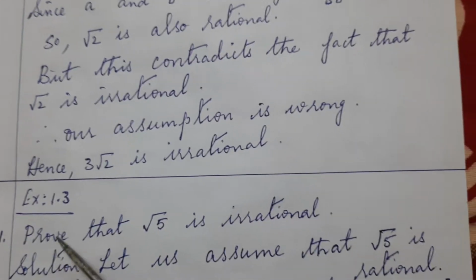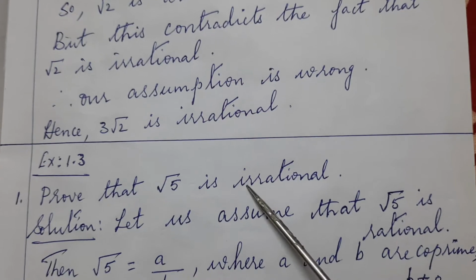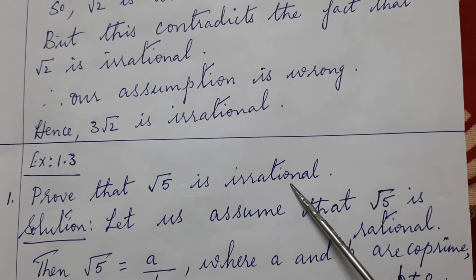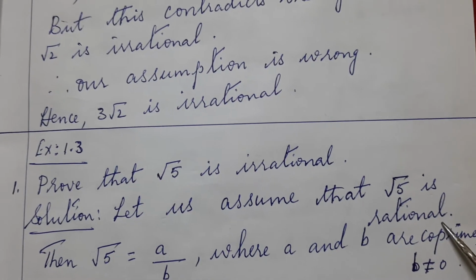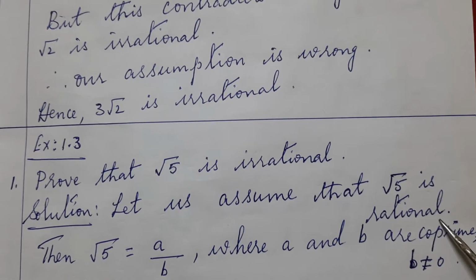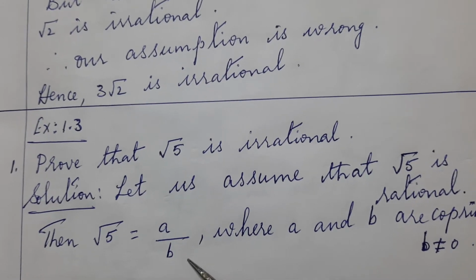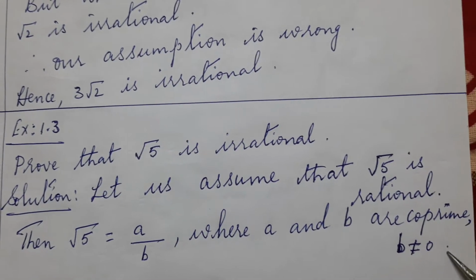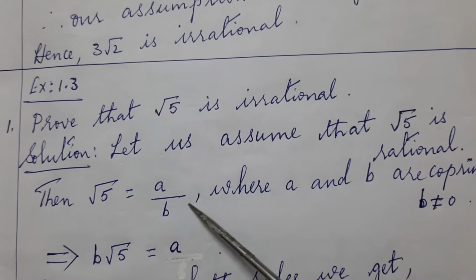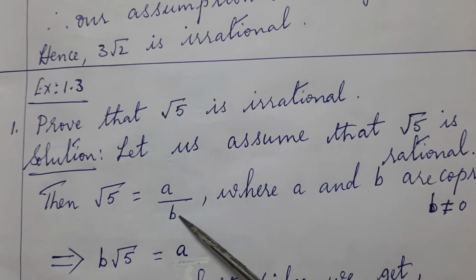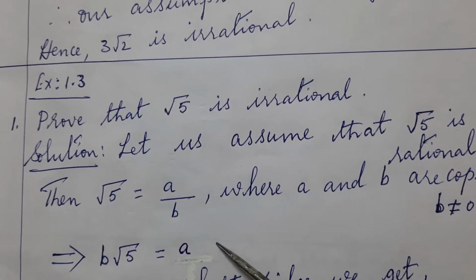The next is exercise 1.3, first problem. Prove that root 5 is irrational. In the same way, let us assume root 5 is a rational number, as we have done for root 2 and root 3, the same method. Then root 5 is equal to a by b, where a and b are coprime, b not equal to 0. Now I just cross multiply, b into root 5. So it becomes b root 5 is equal to a.